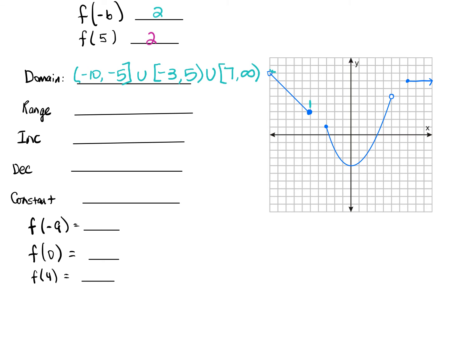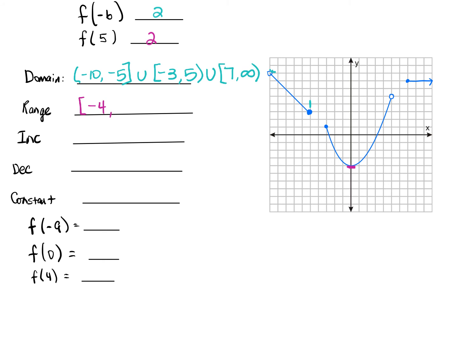Next, you're finding your range. So looking at the lines that are on the coordinate plane, you want to look for the lowest y value to the highest y value that's covered. Your lowest y value is here, which is -4. That is included on that line, so that one will get a bracket.